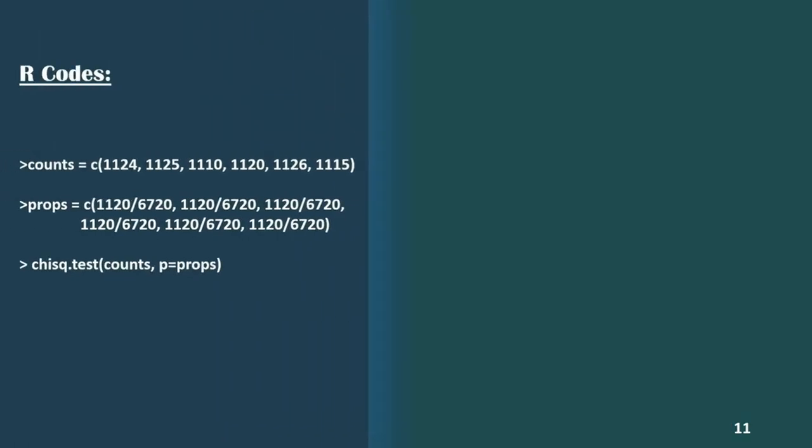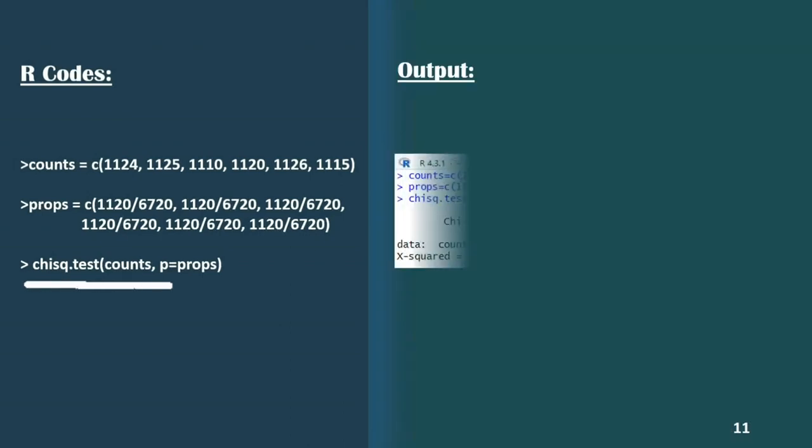Now let us see the R code for this particular problem. We type all the given observed frequencies and give the variable name counts. To perform the test, we need the probabilities of each of the expected frequencies. We calculated the probabilities like this and stored them in the variable props. The basic syntax for performing a chi-square test in R is very simple. We just write chisq.test, put the variable name that holds the observed frequencies, and then p equals the variable name that holds the probabilities of the expected frequencies under the null hypothesis.